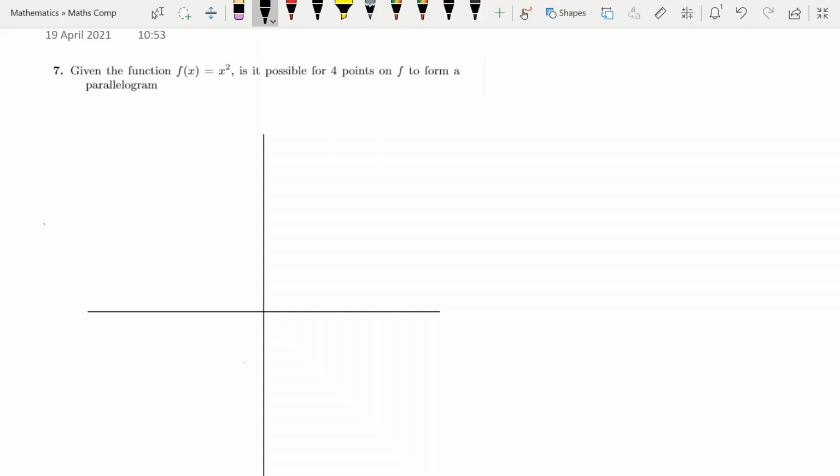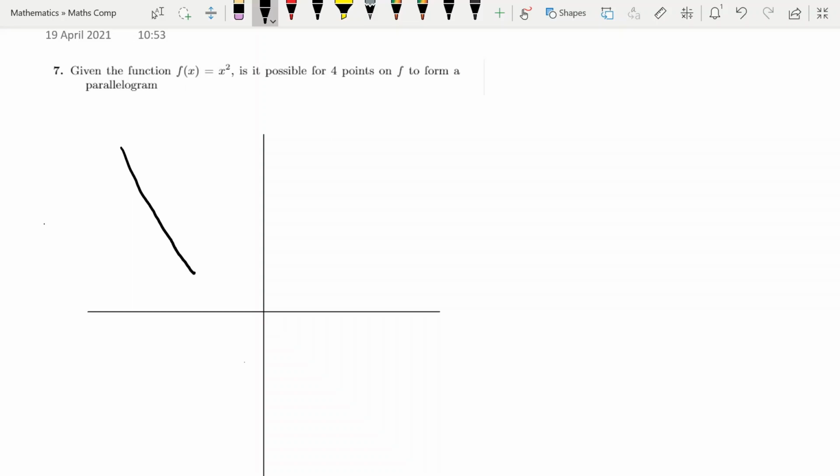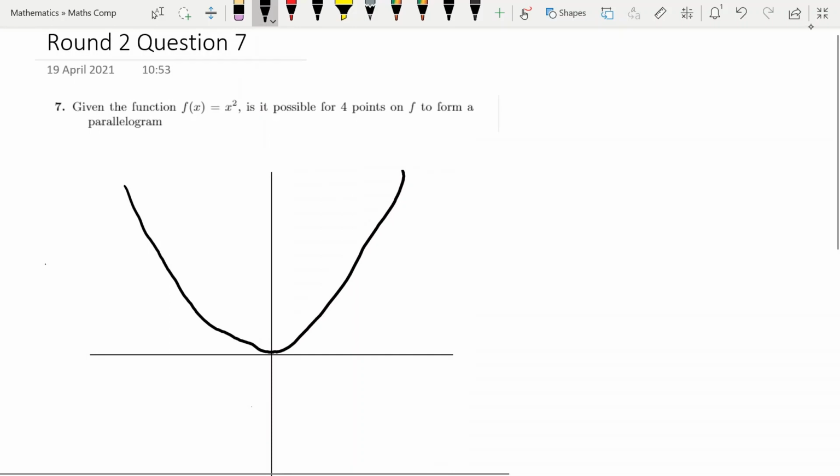So we've got this function f of x equals x squared. Let me get a thicker pen, like so. And we want to find out if it's possible to form a parallelogram. So a parallelogram is made of 4 points. It's a quadrilateral which has 2 parallel pairs of sides, and the side lengths are equal. The fact that they're parallel is quite important.